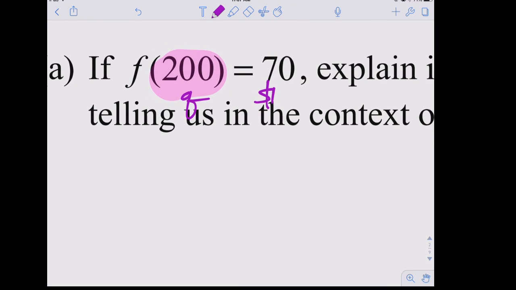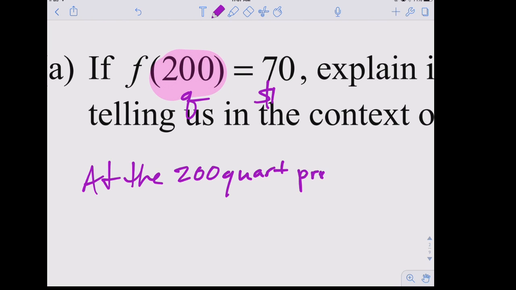So, how about at the 200 quart production level? You could say that, or you could say when 200 quarts of ice cream are produced, right? At the 200 quart production level, comma, what?